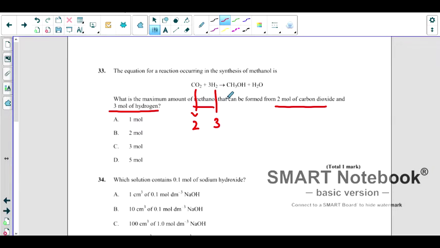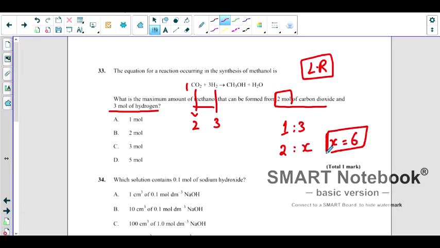When the quantities of reactant are given and you want to see the product, you first need to find what? You want to find the limiting reagent. Here you see the ratio is 1:3. Like 1 mole of CO2 reacts with 3 moles of hydrogen. You have 2 moles, so 2 moles will react with how much? X. This is simple. X will be 6 moles. You need 6 moles, but you have 3 moles. So which one is your limiting reagent? Hydrogen is your limiting reagent. It will control the product.